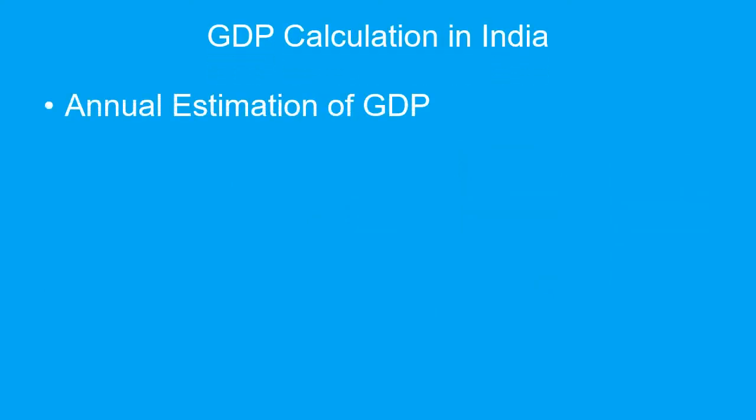GDP in India is calculated on an annual basis. The estimate of GDP for any financial year is prepared at the beginning of the year, and every quarter thereafter. If there is any material change in the underlying assumptions and figures used in the estimate, then the amount of GDP estimated is accordingly adjusted.